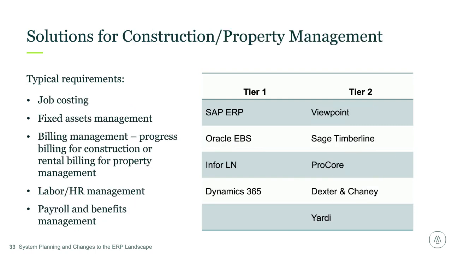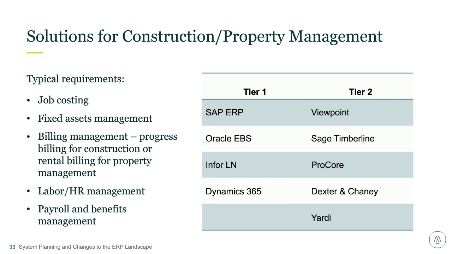For construction and property management businesses, typical requirements would be job costing and a need for managing profitability around jobs, fixed asset management, billing management to support progress billing for construction, or rental billing in the case of property management, labor and HR management, as well as payroll and benefits management.